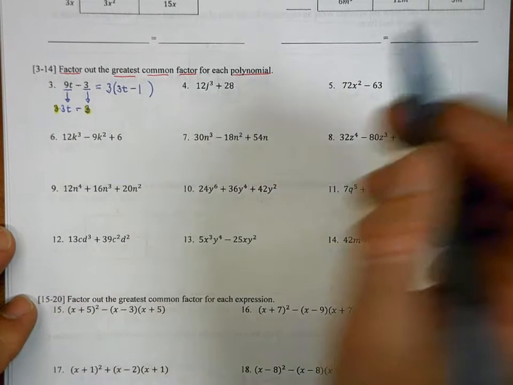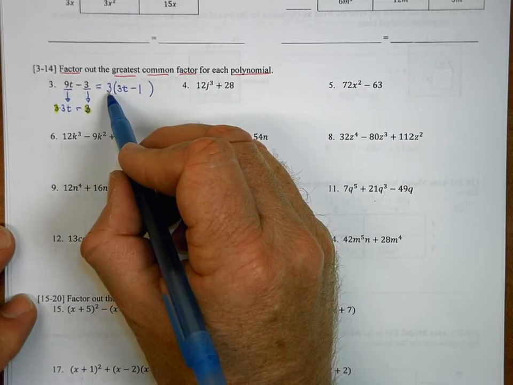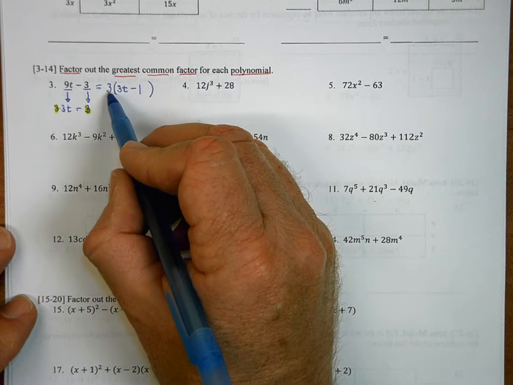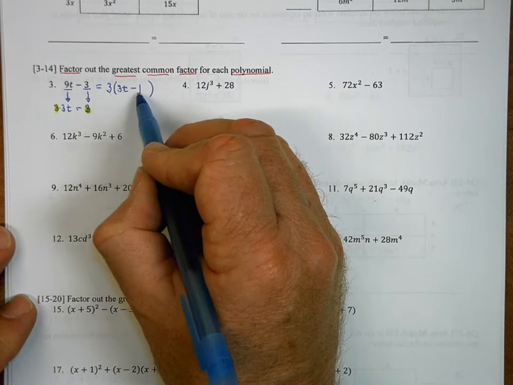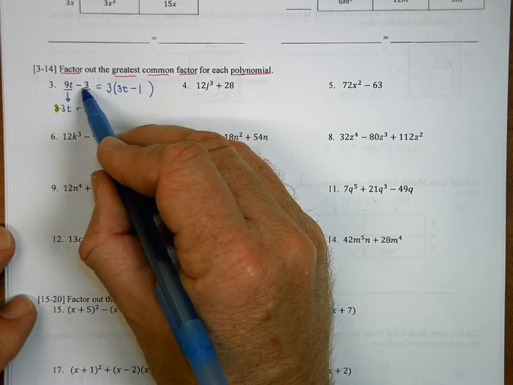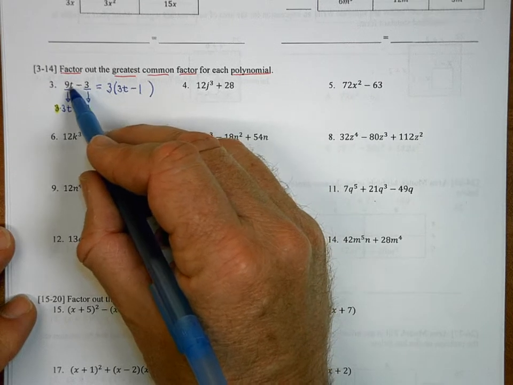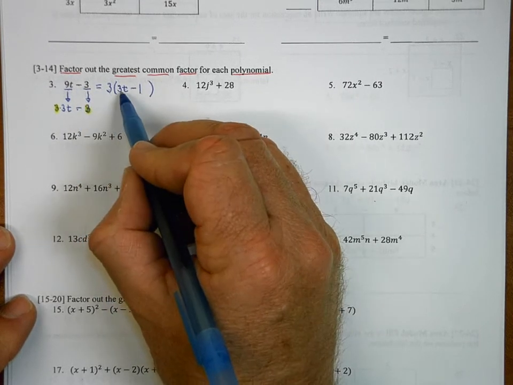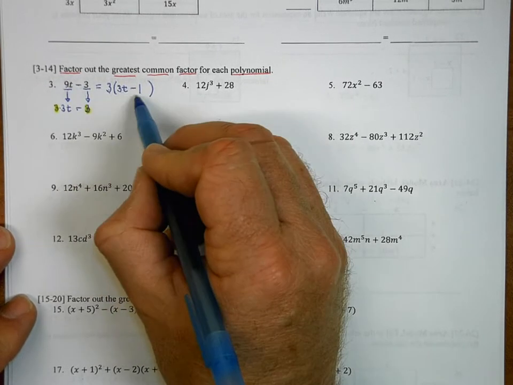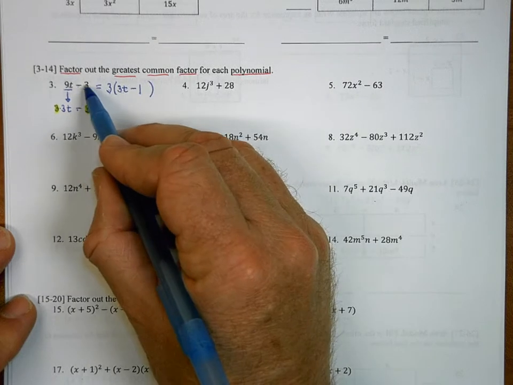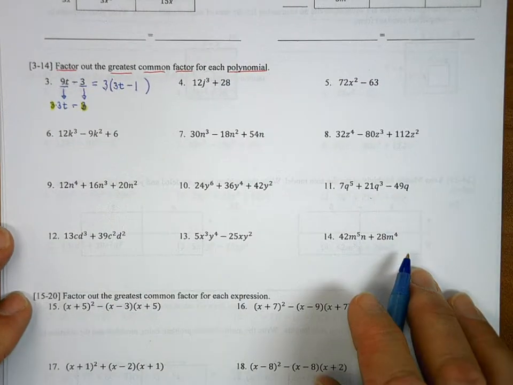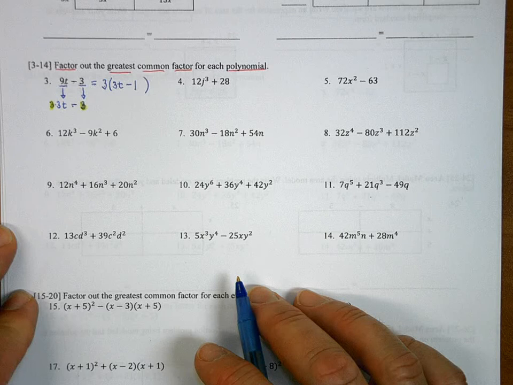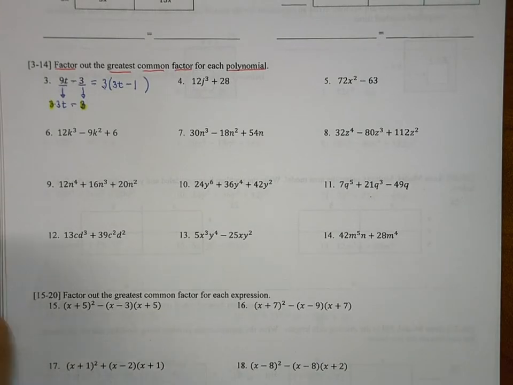Okay, well, let's see if that works. What that means is if I multiplied this factored form back out, it should equal my original expression. Okay, 3 times 3t is 9t. 3 times 1 is 3. Number 3 works out. Okay, and that's the process that we're going to do in each one of these problems.